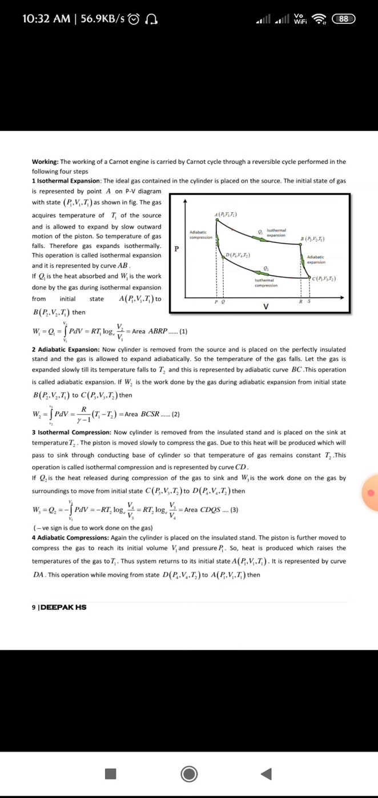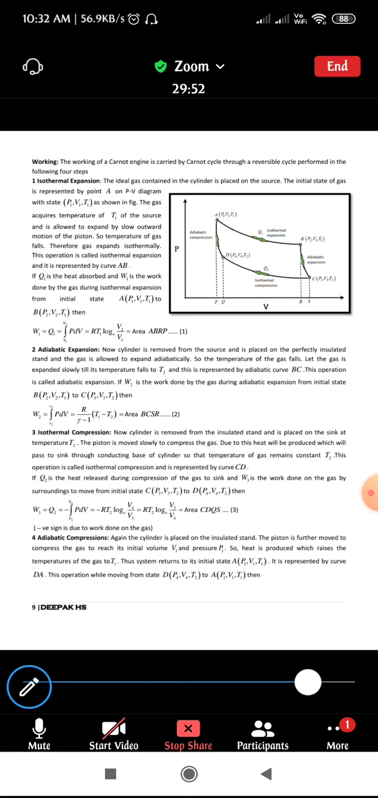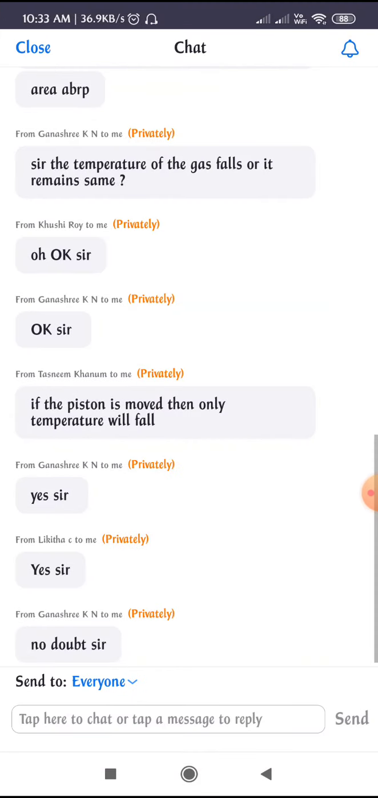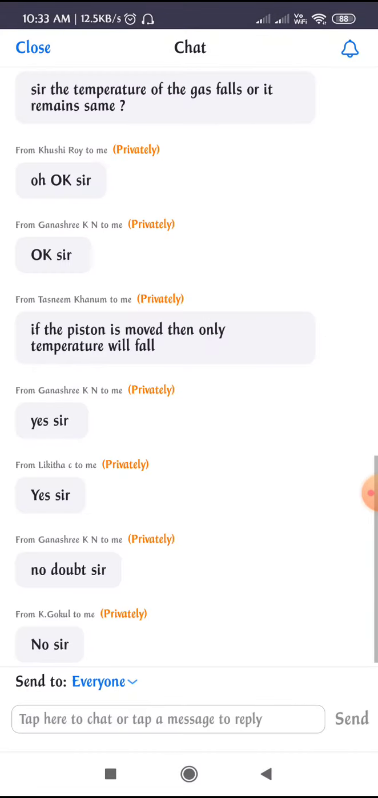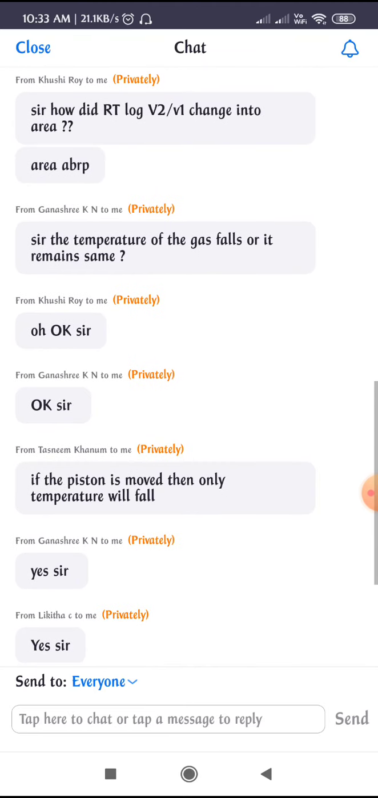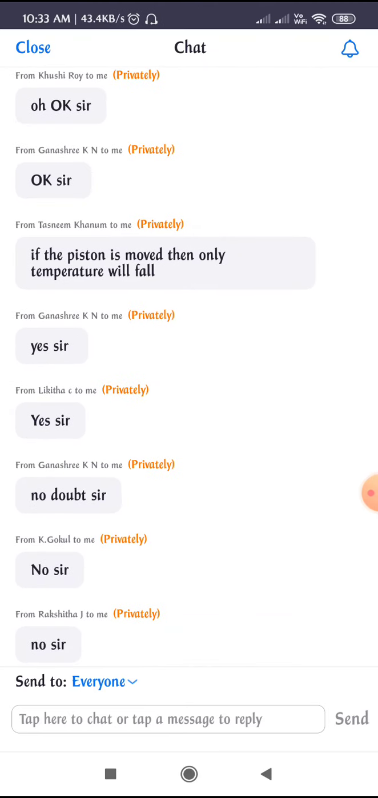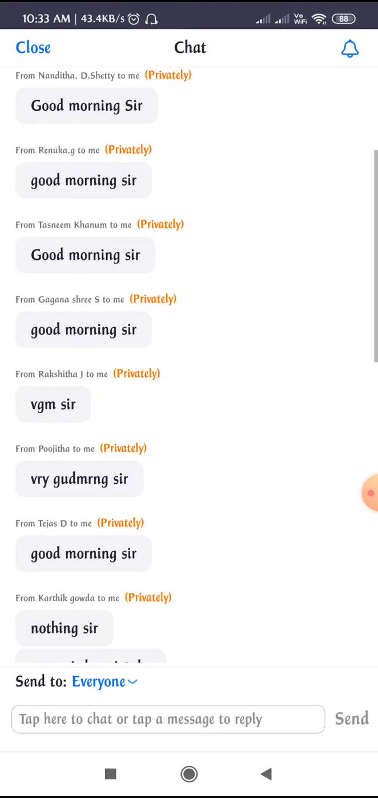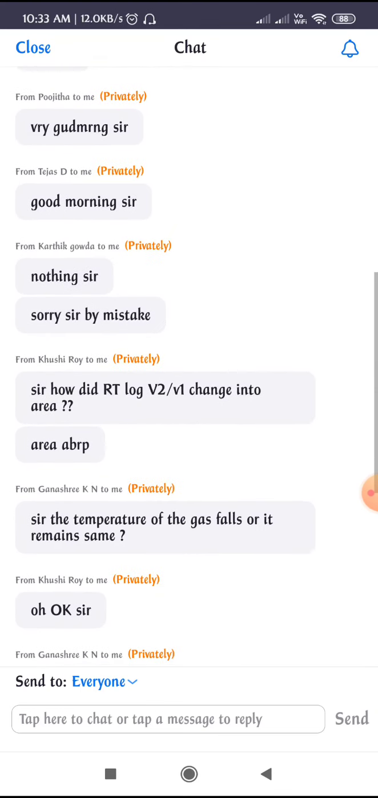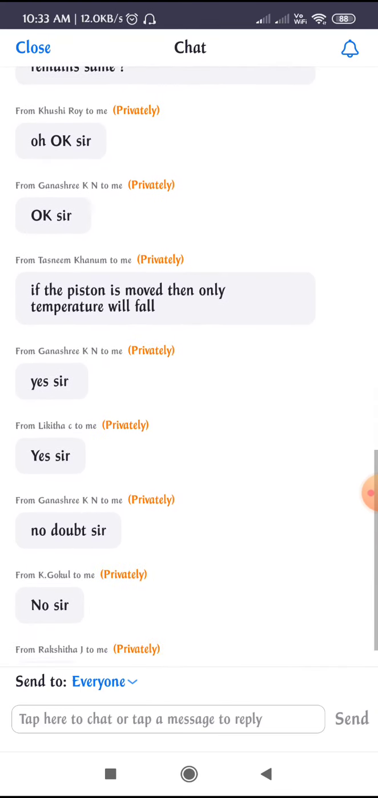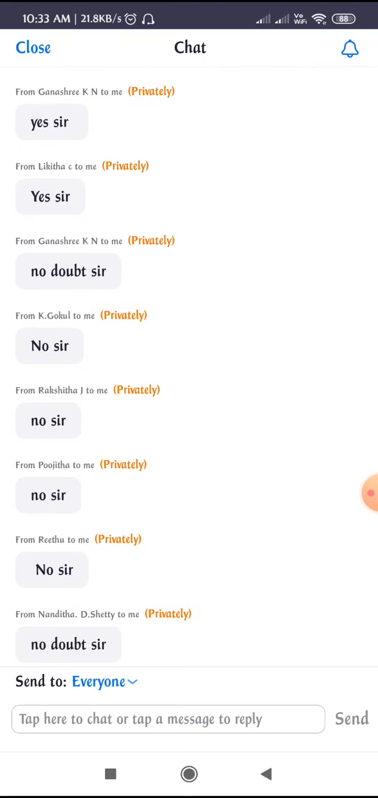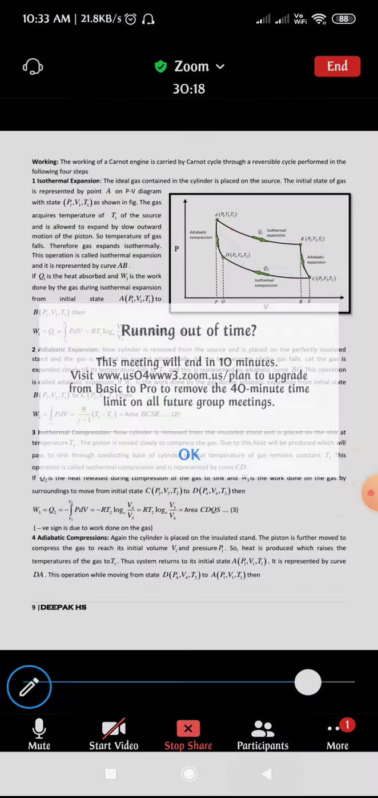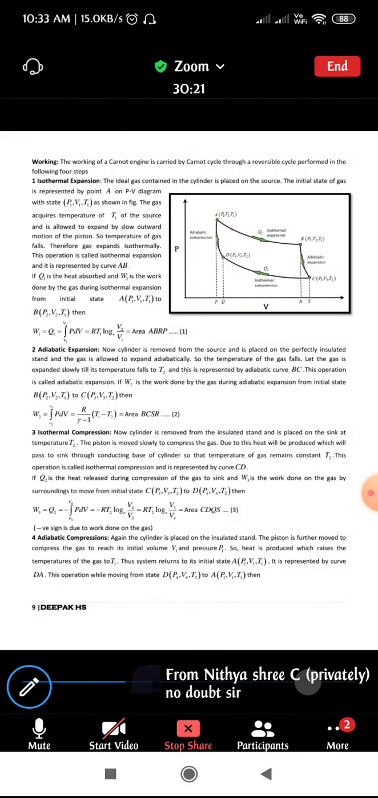Yes, any doubts? How about others? I'm getting replies only from the students Ganashri, Kushi Roy, Tasneem, Likita, Gokul. Okay, fine.